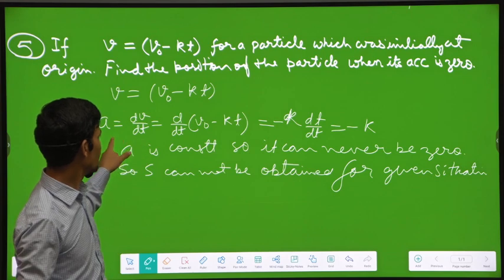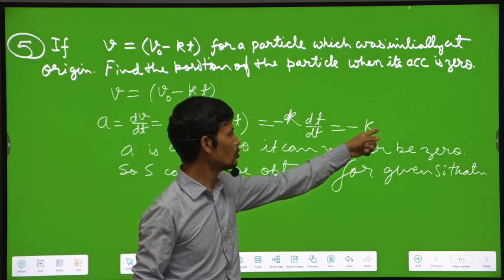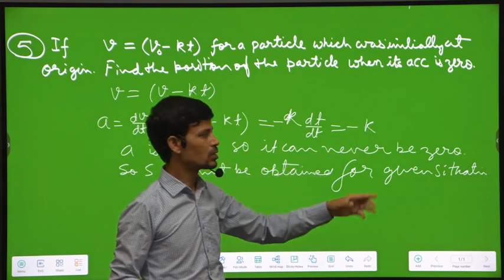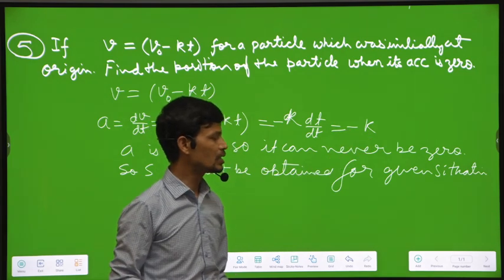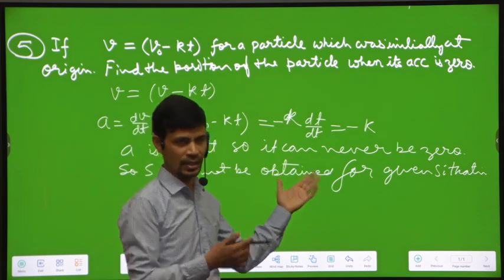Because there is no t here, the time expression is missing, and it is constant acceleration, so it can never be 0. So the question ends here itself.